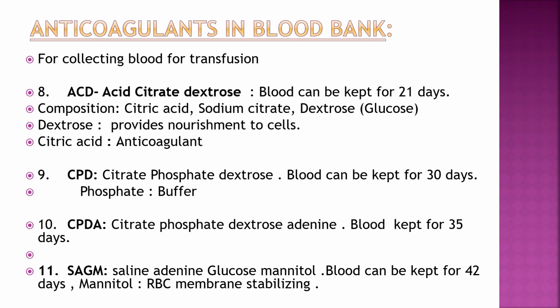Anticoagulants used in the blood bank. First it was ACD, that is acid citrate dextrose. Then it was CPD, that is citrate phosphate dextrose, and now CPDA is used, that is citrate phosphate dextrose adenine, or sometimes SAGM, that is saline adenine glucose mannitol. So we'll see the functions of each component.